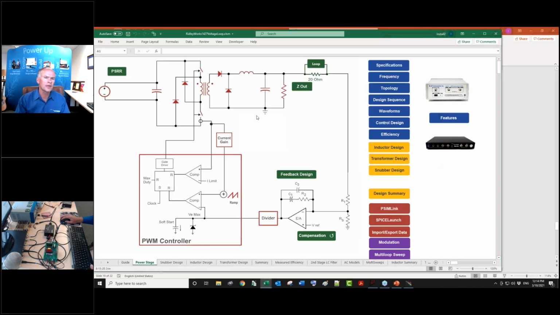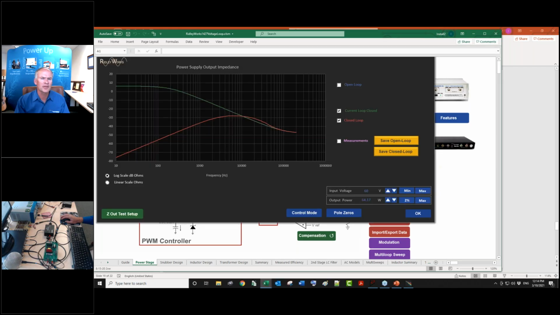So you've got open loop control to output characteristics. And then you close the current loop and you've got another control to output characteristics. Same with the output impedance. You've got the open loop, which is just the LC filter. Then you close the current loop. That's the first step of the design. Then you close the outer loop. So it's a two-step process: close the current loop, close the next loop. So that's the difference between these three impedances here.